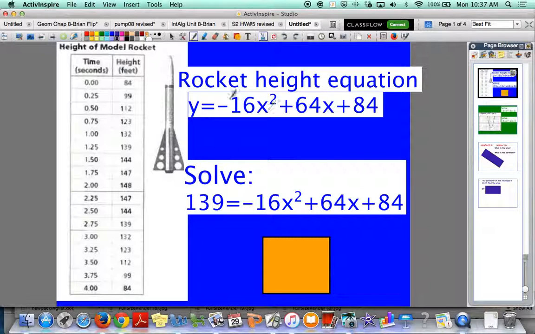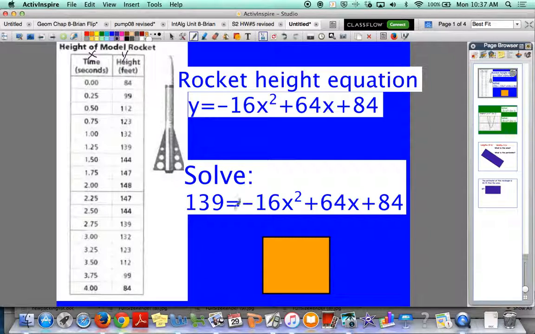Remember, this is x and this is y. So time is our independent variable in seconds, which is represented by x, and height in feet of the rocket is y. If we put a number in for x and multiply this out, for instance, put 0 in for x here and here, we will get a resulting y value of 84 feet. If we put a quarter of a second, 0.25, in for x here and here, and multiply it out and add them together, we get a y value of 99.